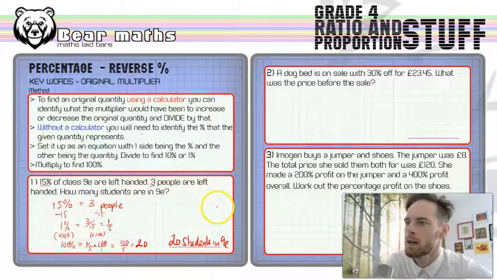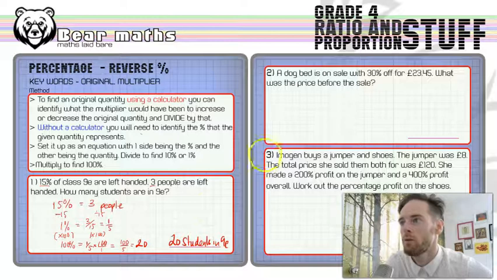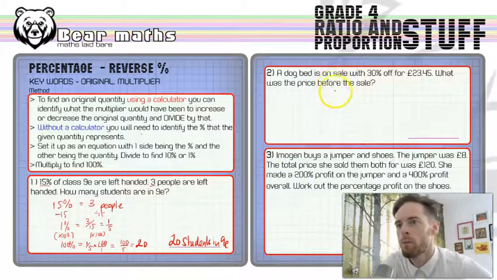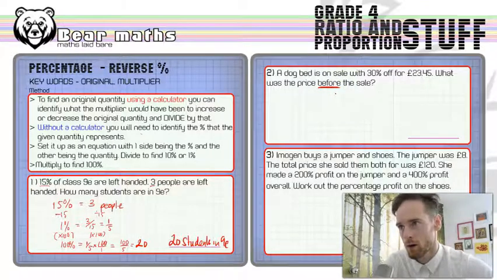I'm going to employ the calculator for the second question, I think. So number 2, a dog bed is on sale with 30% off for £23.45. What was the price before the sale? Now the key word here in this question to help you identify that it is a reverse percentage question and that you're doing the right things is this word before. What's the price before? What was the original amount?